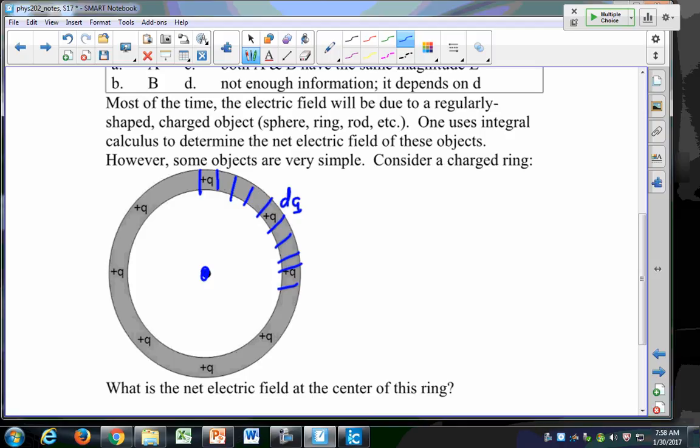Yes? Y'all call it something else or no? Differential elements. You know what I'm talking about? No, it's not a differential equation.